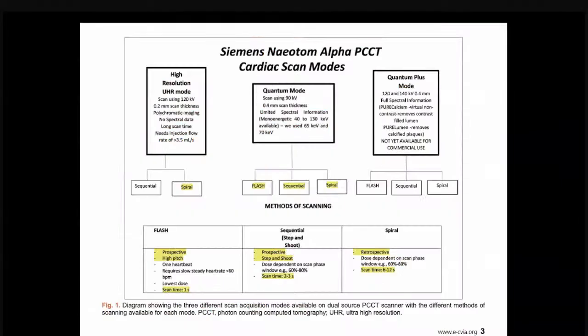With the Siemens dual source PCCT scanner, to do cardiac scans, there are two methods. You can do a high resolution scan mode that uses 120 kV, and then the two methods of scanning are either spiral retrospective, where the scan time is quite long, or you can do sequential step and shoot, where the scan time is shorter. The other method of scanning is using quantum mode, using 0.4 mm scan collimation, but you can scan at 90 kV, and then you have the ability to do flash, sequential, or retrospective spiral scanning. The third mode, which is called quantum plus mode, was not available when we did the study.